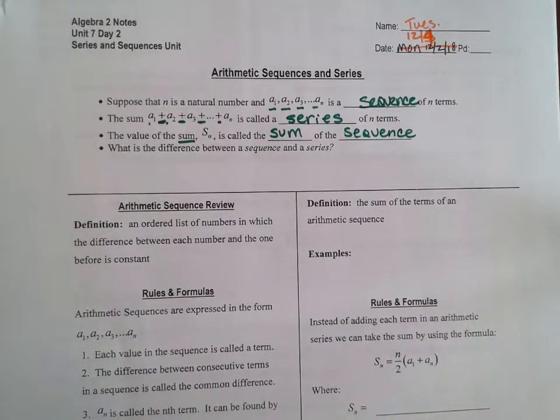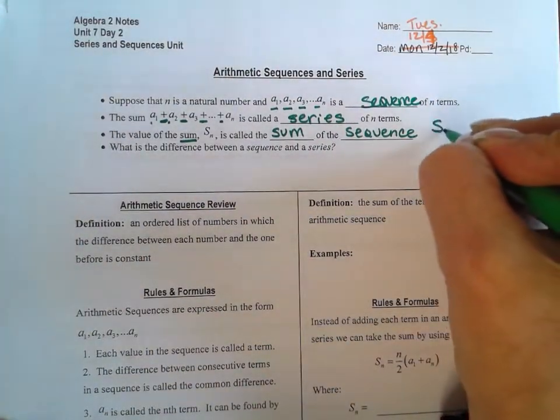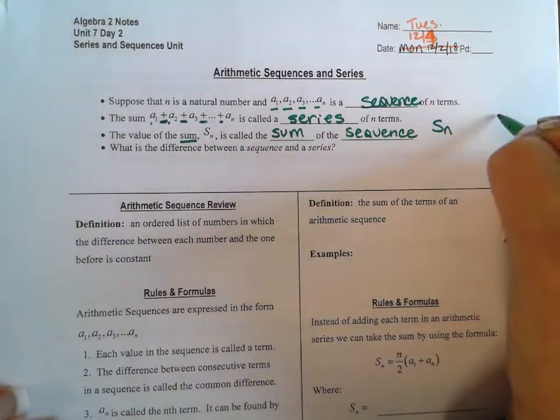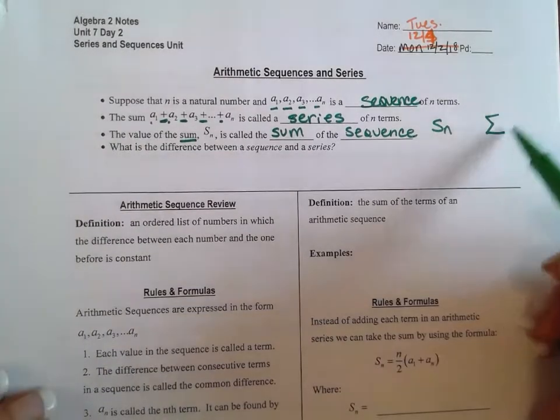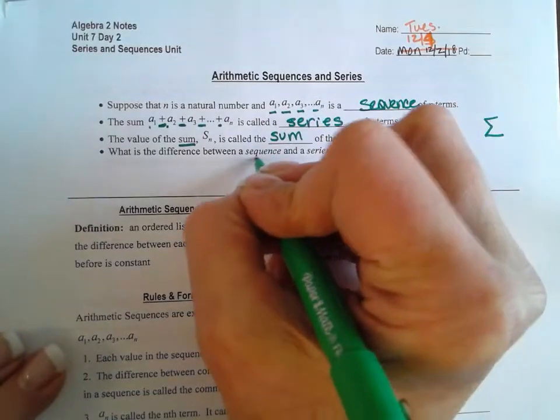There's 2 ways you can designate, hey, this is the sum of the sequence. We're going to use S sub n, but there's another, it looks like that. When you get into pre-calc next year and calculus and stuff, you're going to use that designation. That means sum too. Okay? That's the official Greek math symbol. Okay? So, what's the difference between a sequence and a series?